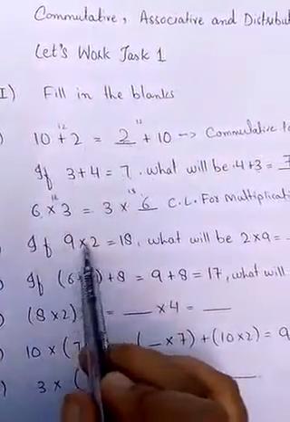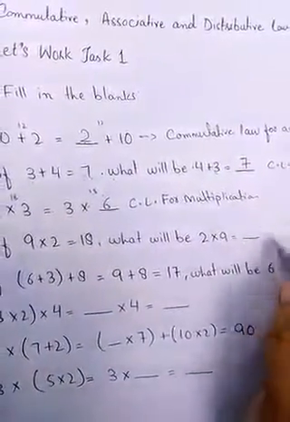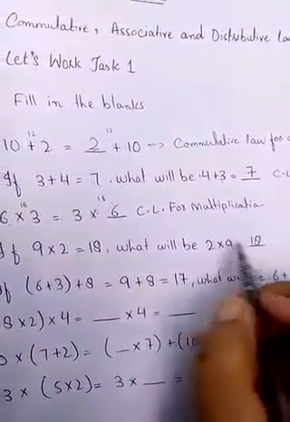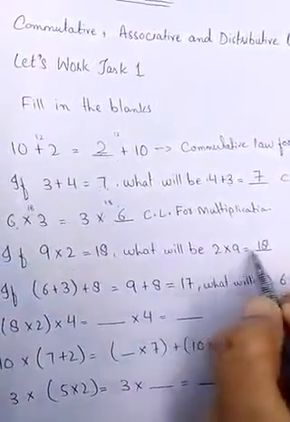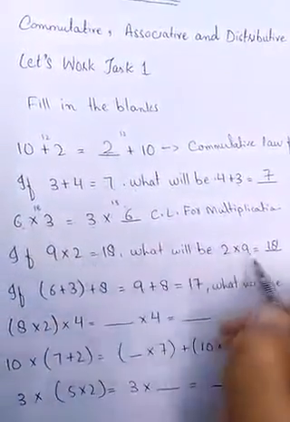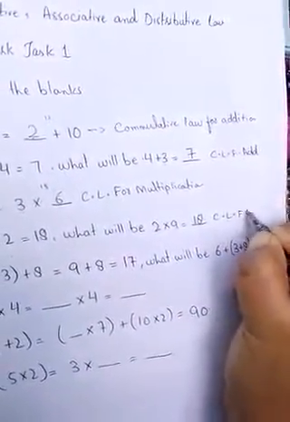Now if 9 multiplied by 2 is equals to 18, so what will be 2 multiplied by 9? 2 multiplied by 9 is also equal to 18 because only the place of the numbers are changed and we get the same answer. Here we have 9 multiplied by 2 and here we have 2 multiplied by 9. This also belongs to commutative law for multiplication.